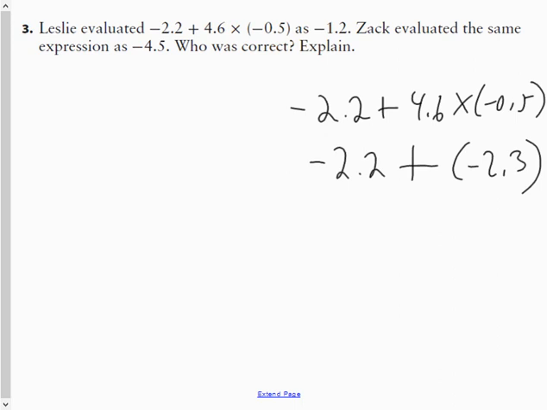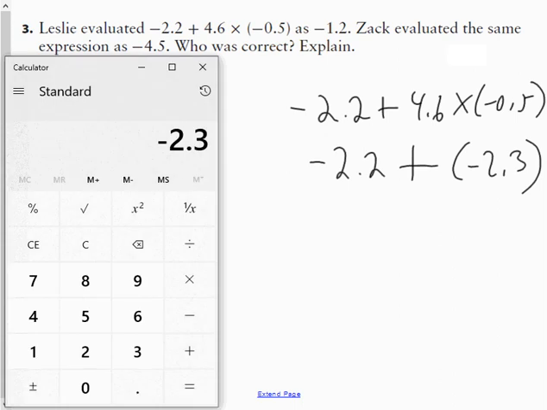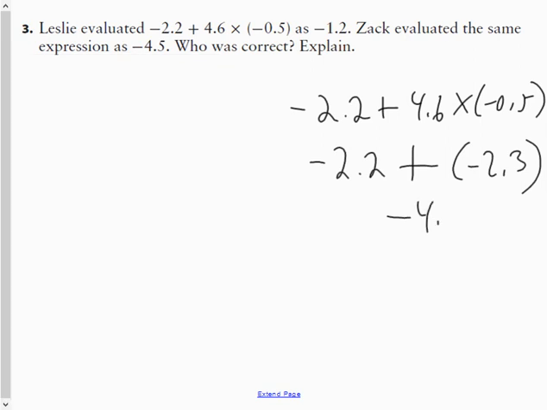Yeah. And now I'm going to take my calculator again and go negative 2.2 plus negative 2.3 equals negative 4.5. Oh my God, who was right? The first time I did it with the calculator, it said Leslie was right. The second time I did it with BEDMAS and wrote it out, I had Zach right. Who was correct? Zach was correct.